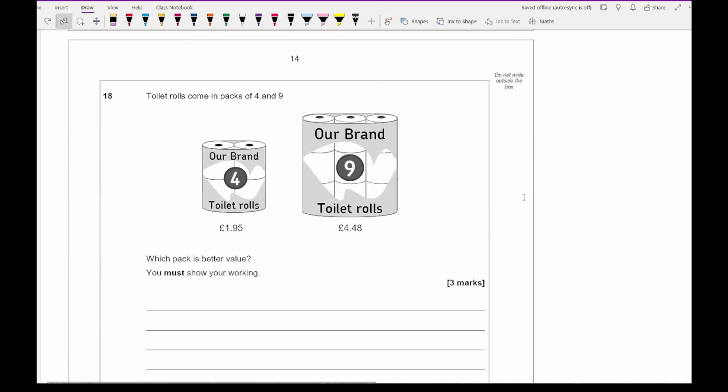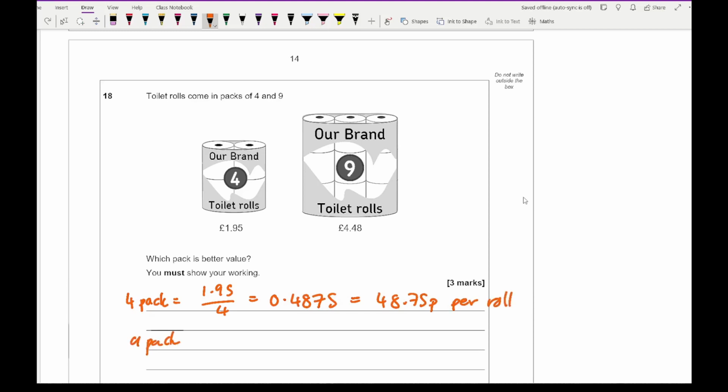Moving on to question 18, it says toilet roll comes in packs of 4 or 9, and we want to work out which is better value. So looking at the 4 pack, I want to work out how much one roll costs. So it's going to be 195 divided by 4. And if I type that into my calculator, I get an answer of 48.75 pence per roll.